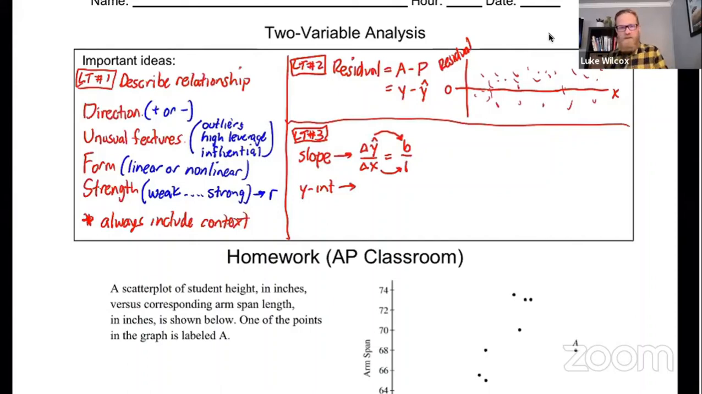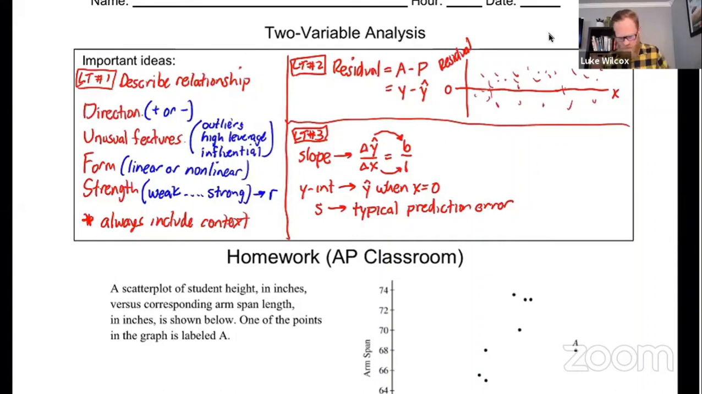All right, for the y-intercept, thinking back to your algebra days, that is the y value when the x value is 0. So I'm going to say that it's the predicted y value when x equals 0. But you would, of course, have to put that in the context of the problem. All right, the next one is S, which is the standard deviation of the residuals. And remember, I called that the typical prediction error. Right, it's what your typical residual is, or typically how far is the actual y value away from the predicted y value.